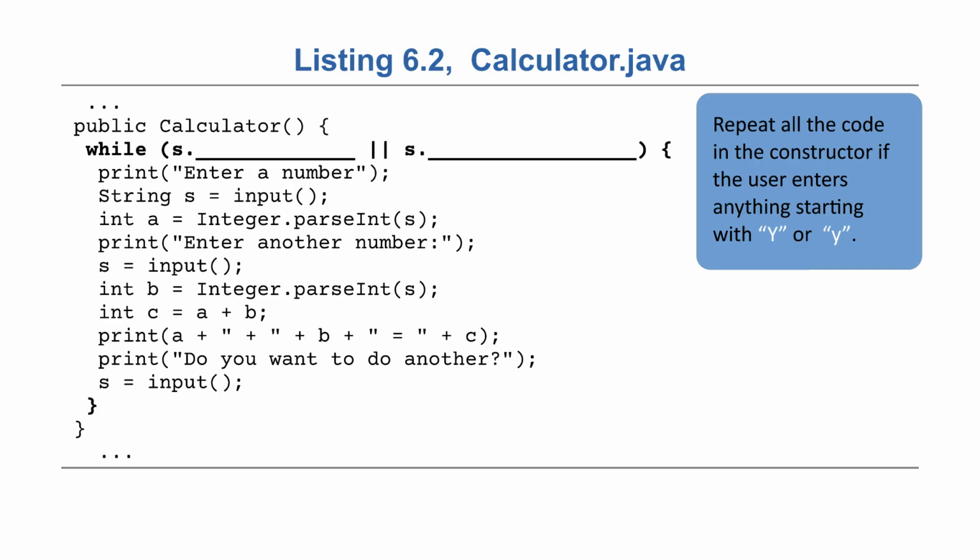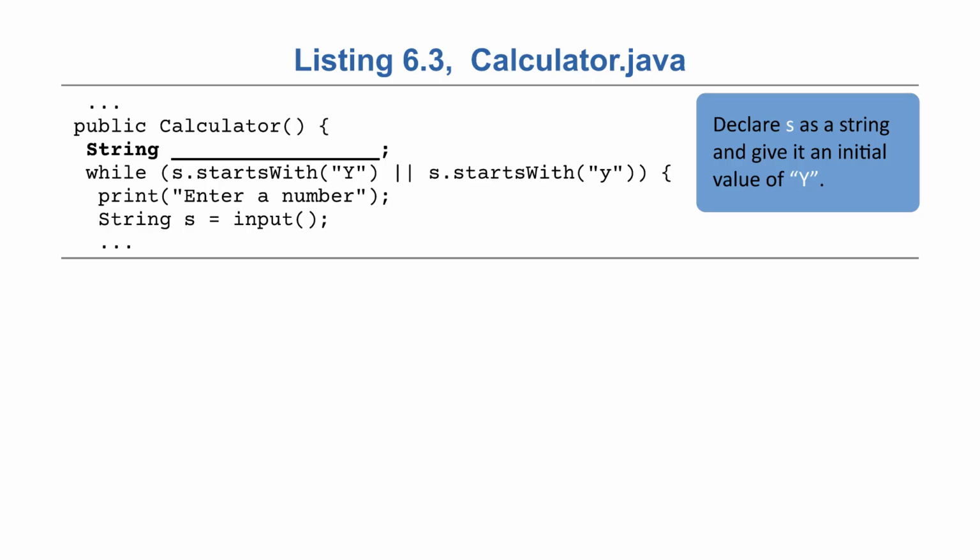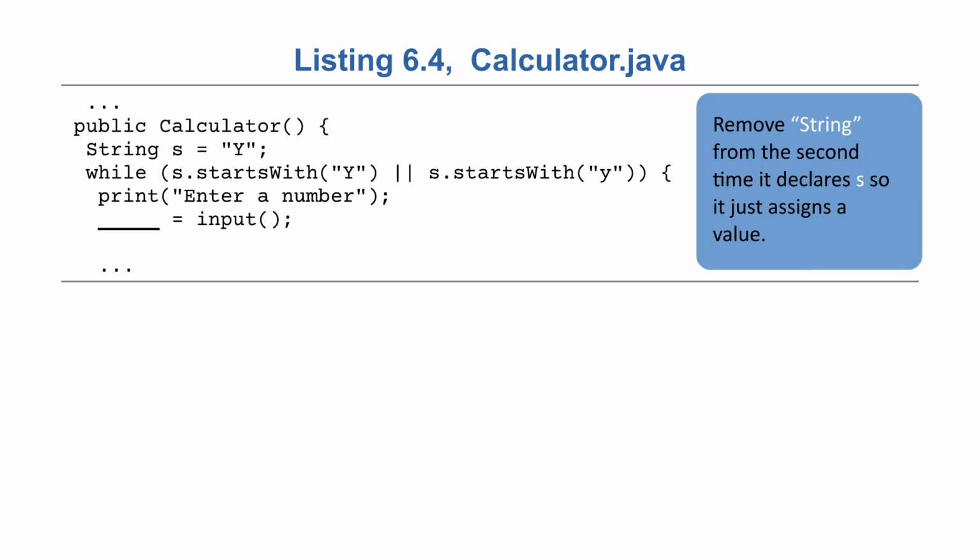Note: this new code results in a syntax error. The program doesn't know what s is in the while statement. Next, declare s as a string and give it an initial value of y. That just made the first input line into a syntax error. String s equals input. The syntax error says there's a duplicate local variable s. You're not allowed to declare the same variable more than once. So remove String from the second time it declares s so it just assigns a value.